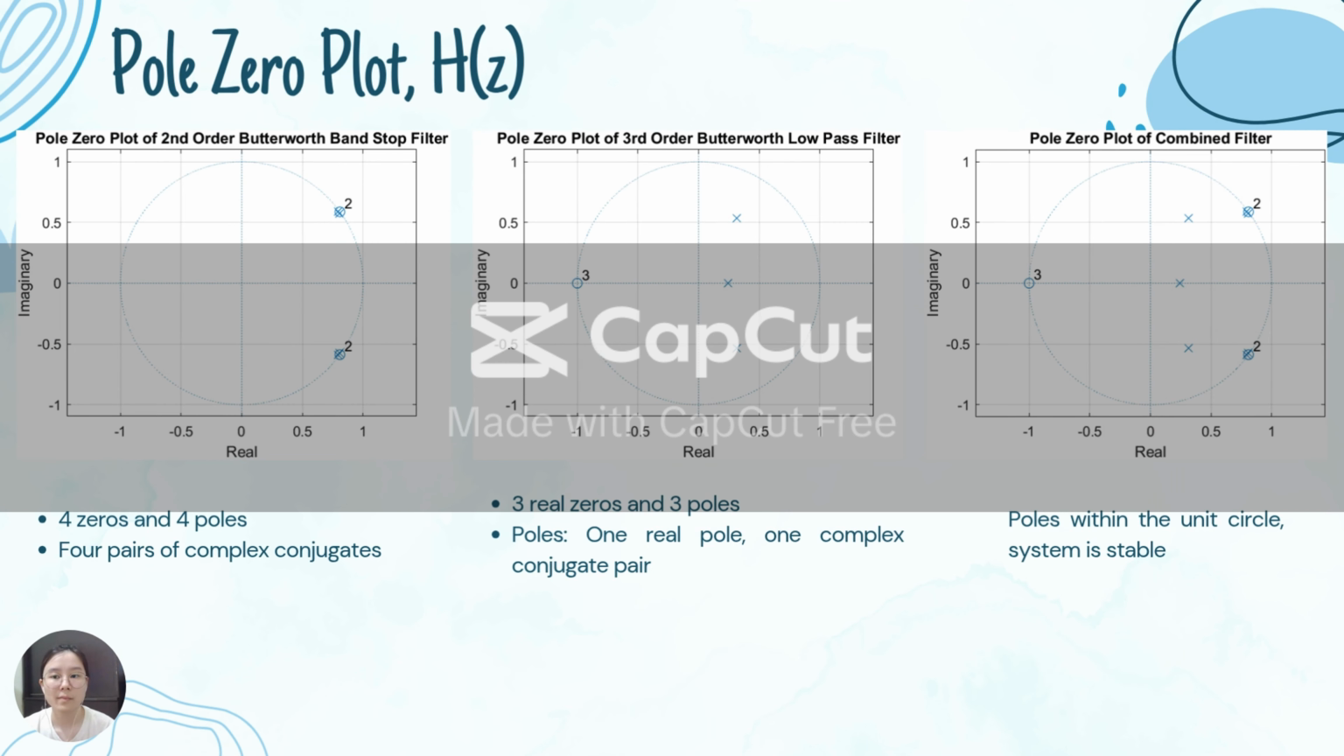First is the plot of the bandstop filter. There are 4 zeros and 4 poles. The zeros and poles are 4 pairs of complex conjugates. Next, for the low-pass filter, there are 3 real zeros and 3 poles. Among the poles, there is a real pole and a complex conjugate pair. The right-hand side of the plot is the pole-zero plot for the combined filter, where all the poles are within the unit circle, which means that the system is stable.